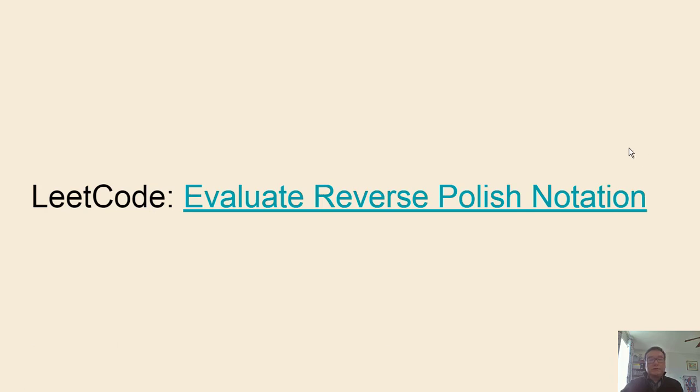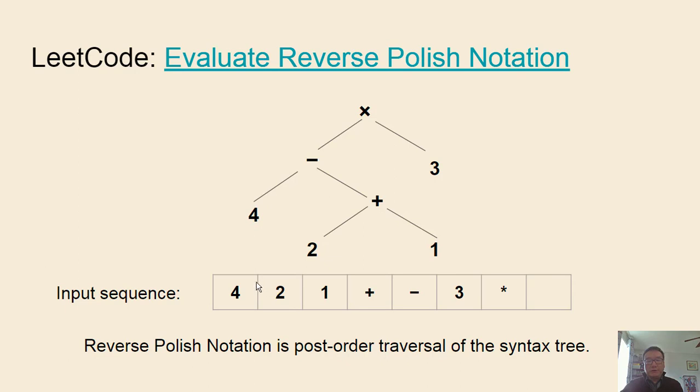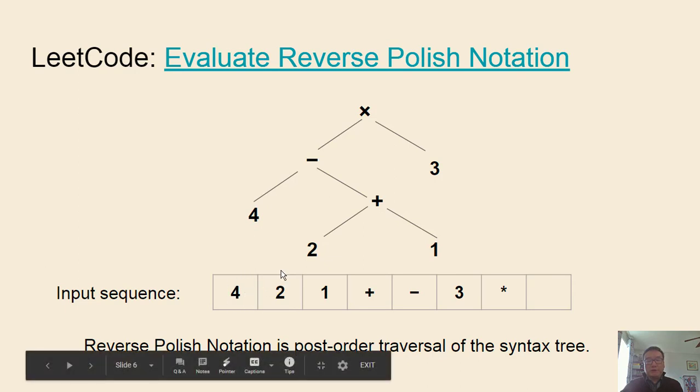Now let's look at the first example problem for the stack topic. This is a LeetCode problem called Evaluate Reverse Polish Notation. In the problem, you are given a sequence of symbols. Each of them is either a number or, I guess, a character which represents an operation. So for example, this is one input sequence: plus, minus, and the star for multiplication.